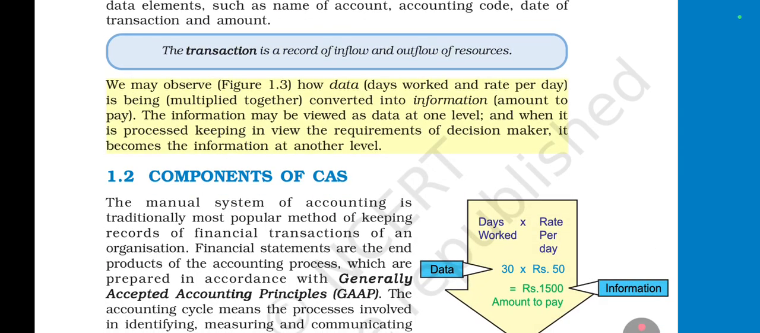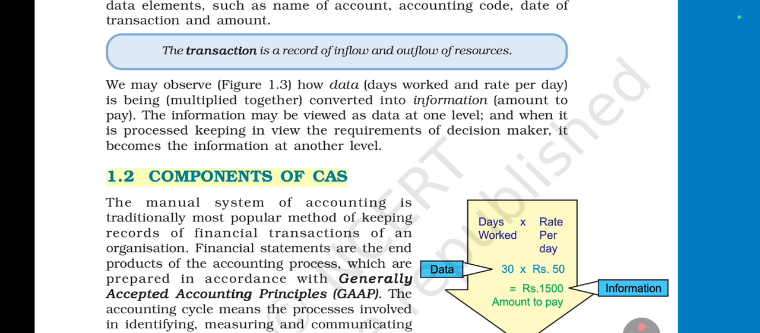We may observe in Figure 1.3 how data, days worked and rate, is being multiplied together and converted into information, amount to pay. The information may be viewed as data at one level, and when it is processed keeping in view the requirements of the decision maker, it becomes the information at another level.